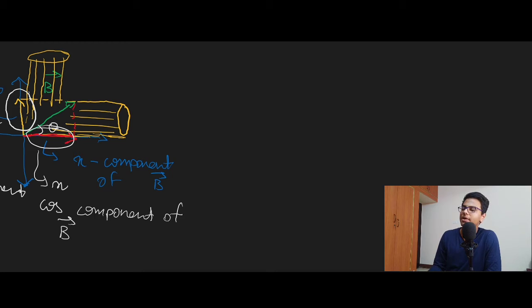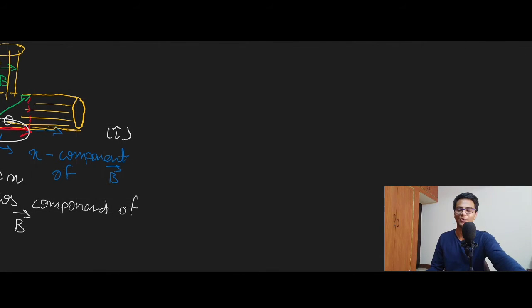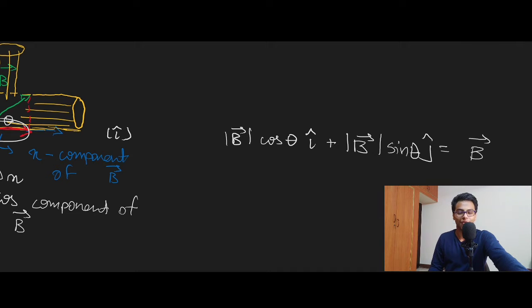Okay. So we know that your unit vector along the X axis is I cap. Unit vector along your Y axis is J cap. Now, this is how we do it. We can write this as magnitude of B vector cos theta I cap plus magnitude of B vector sine theta J cap is equal to your B vector.